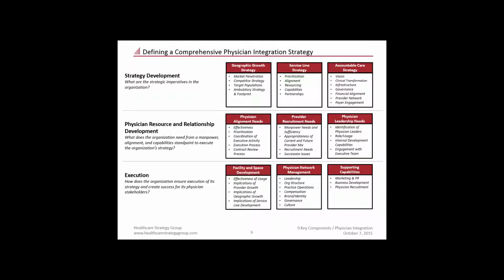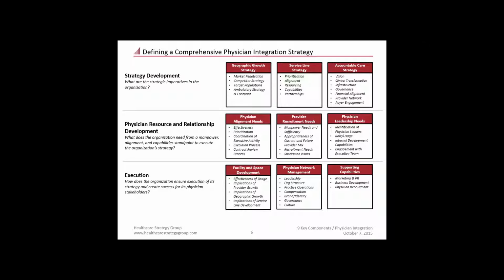We love bringing in new physicians. We love when organizations bring in new physician recruits, but we are always advocates of asking whether we can meet our strategic need with the physicians that exist in the market before we go out and try to recruit any physicians. So the first question we ask ourselves is, based upon our geographic growth strategy, our service line strategy, and our accountable care strategy, can we generate what we need from the existing physicians in the market through evolving our alignment strategy? That falls under the physician alignment needs bucket.